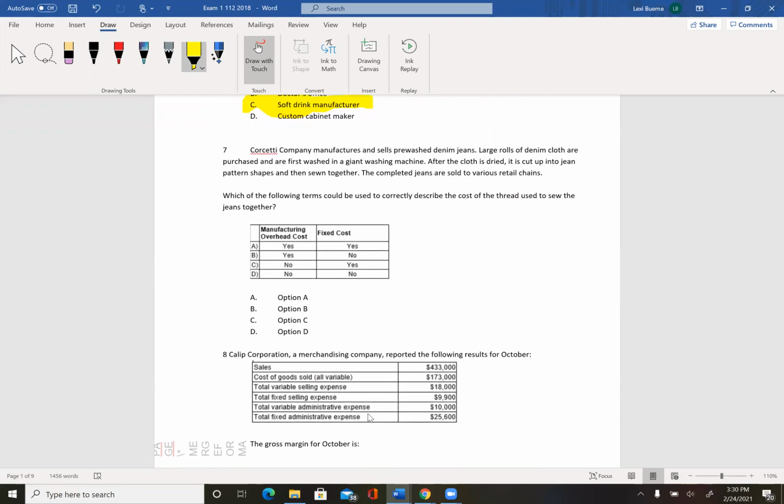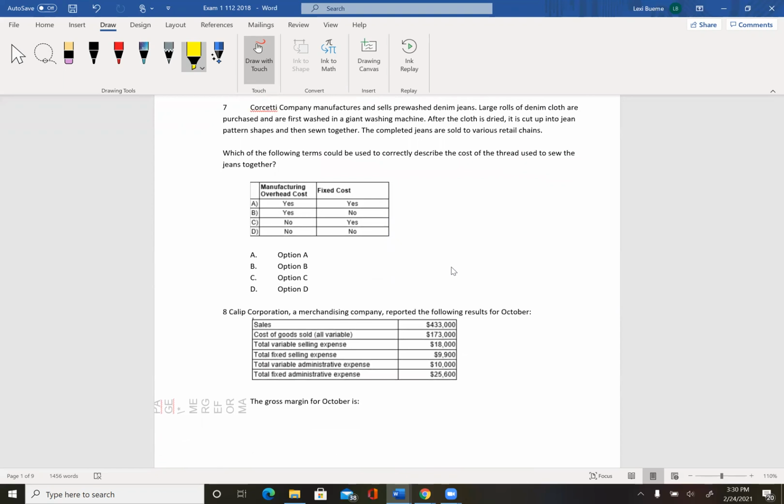So Corsetti Company manufactures and sells pre-washed denim jeans. Large rolls of denim cloth are purchased and are first washed in a giant washing machine. After the cloth is dried, it is cut up into jean pattern shapes and sewn together. The completed jeans are sold to various retail chains. What describes the cost used to sew these jeans together? The correct answer is going to be option B. It's a manufacturing overhead cost, but not a fixed cost. It's not going to be a fixed cost because, since it's sold to various retail chains, it's going to be a little bit different every time. It's not going to be fixed.